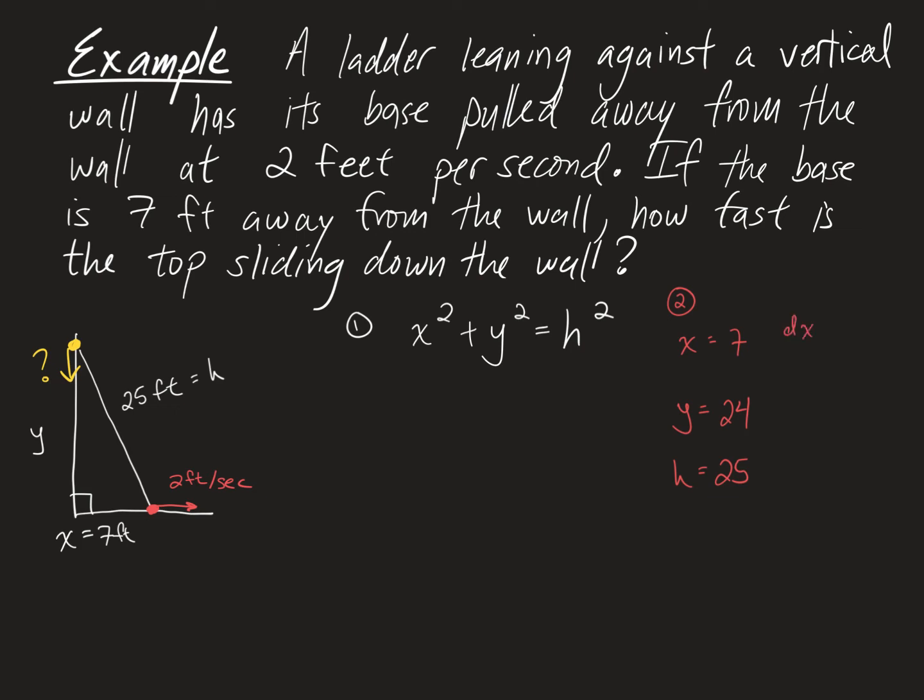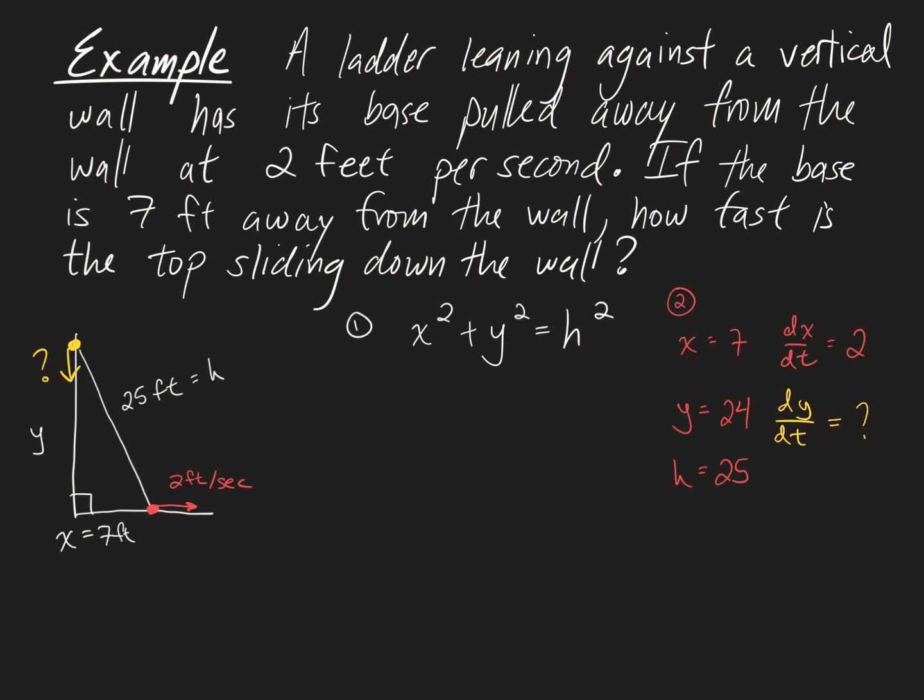So I know the rate at which x is changing is 2 feet per second. And I'm going to point out that this is a positive value, because what's happening with this x distance is that right now, at this very moment, the distance between the base of the ladder and the wall is 7 feet. But that distance is going to be getting bigger. So it has a positive rate of change. The dy/dt is exactly what we're trying to figure out.